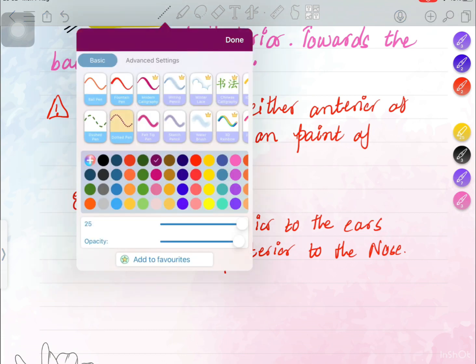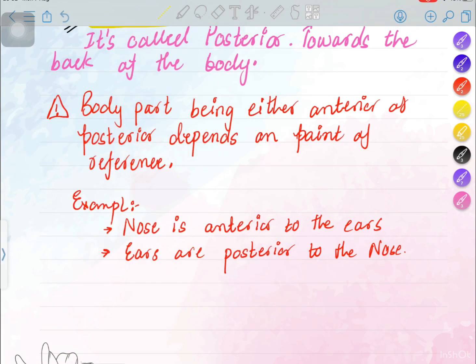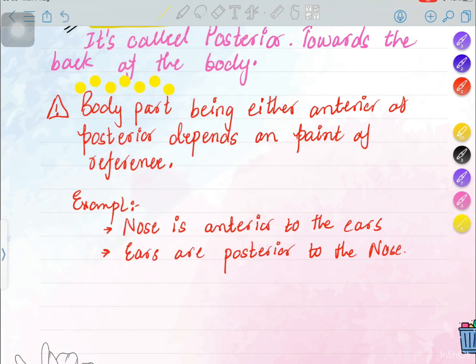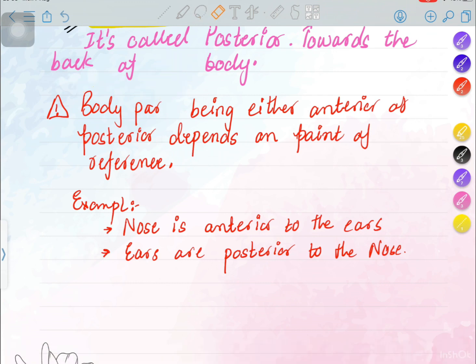So this is the way you have to understand when we are talking about it in books, when we deliver the lectures, the next lecture for sure, and when we're going to do the anatomy. Obviously you have to understand, and when we're going to do the dissection, when I say a nose is anterior to ear, automatically understand that my teacher is talking about which reference.